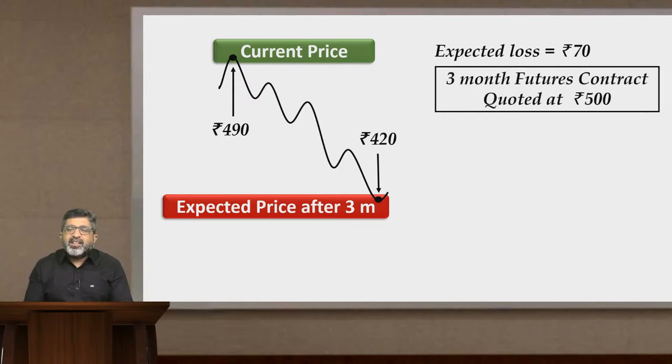Now we find that there is a 3-month futures contract which is quoted at 500. Why is it quoted at 500? I told you the futures price will always be slightly higher than the spot price. So what you do, you enter into this futures contract with a short position. When I say you enter into this futures contract with a short position, what we mean is you agree to sell at 500. I repeat, you agree to sell at the contracted price, that is 500.